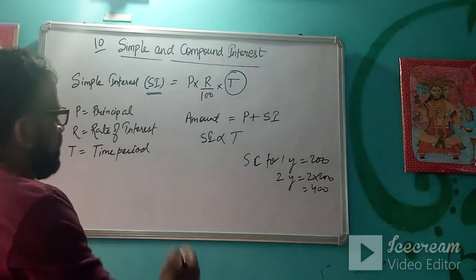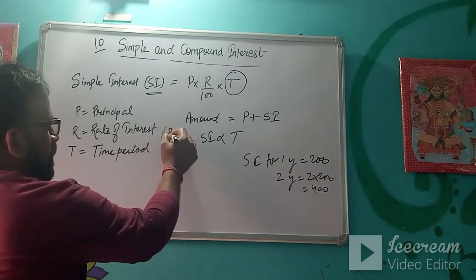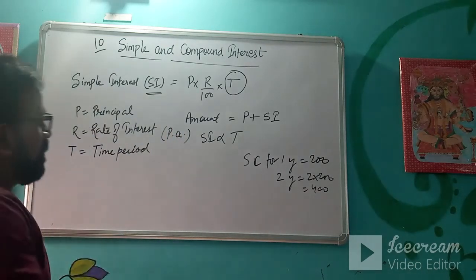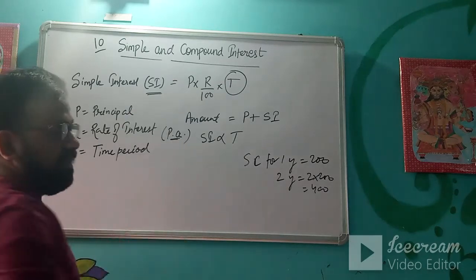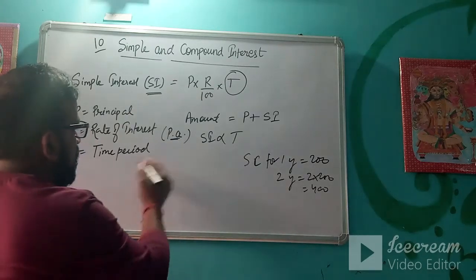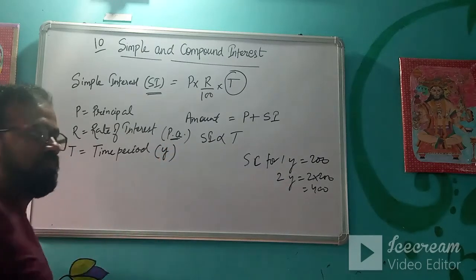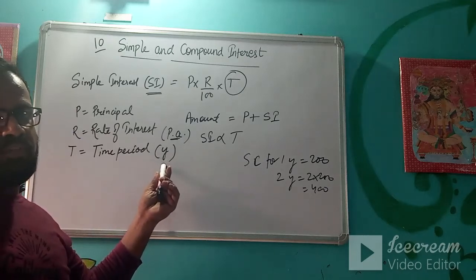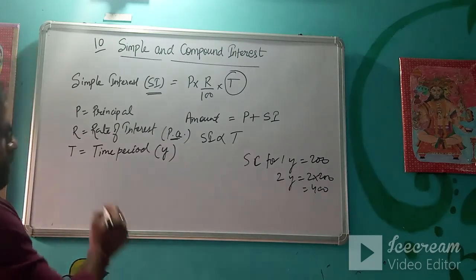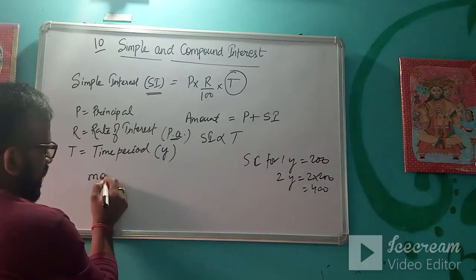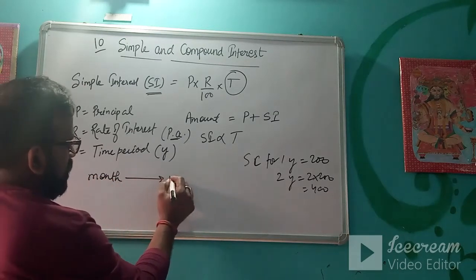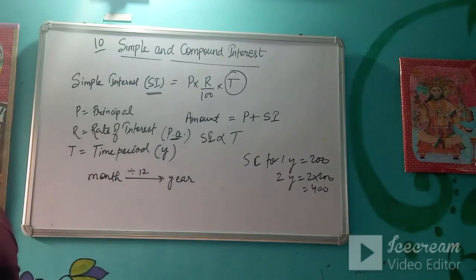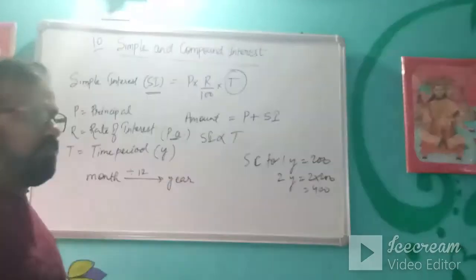Then regarding the rate of interest, we are generally taking it as per annum or per year. Whichever form it is given in, if it is given per year, then we take the time period in years. If it is given per month, then we take the time period in months. If you want to convert months into years, you will divide by 12 because a year contains 12 months.